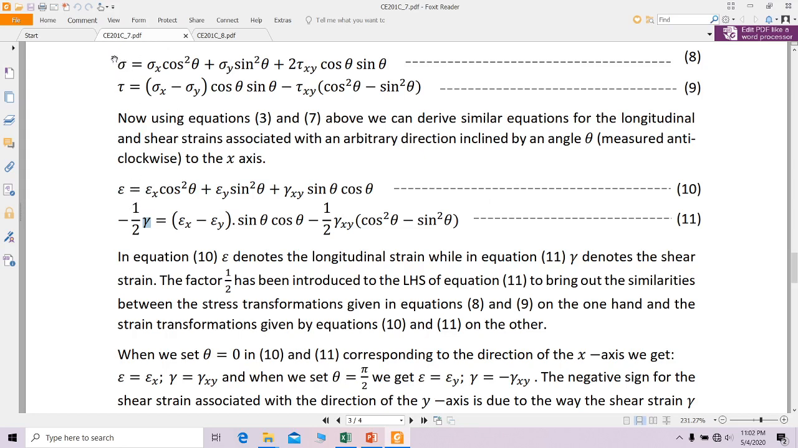And when you compare this one, you can see plane stress and plane strain. Here we are going to work with normal stress. Here we are going to work with normal strain. So you can see normal strain, so the equation is almost the same. The only thing is you are going to replace normal stresses with normal strains. This is sigma x, this is epsilon x. This is sigma y, epsilon y. This is tau, shear stress. This is gamma, shear strain.